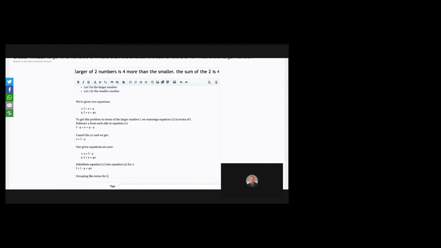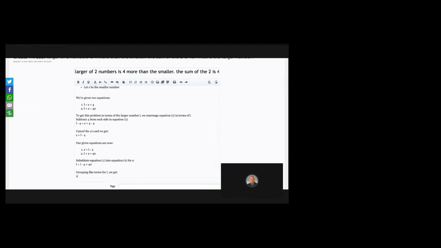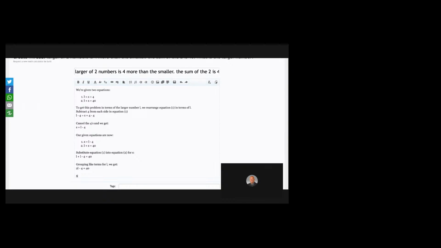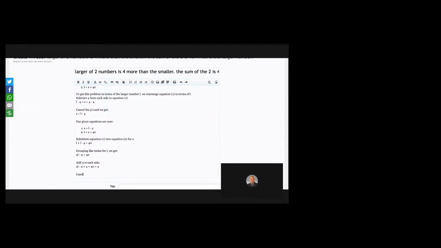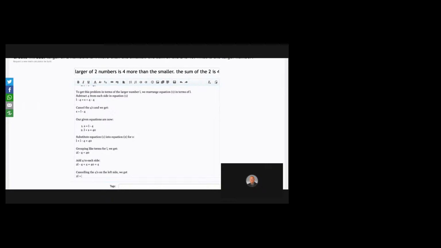Grouping like terms for L, because we have L plus L, it's 2L minus 4 equals 40. Add 4 to each side, and the question is why? Because we have a minus 4, we want to get rid of it. So to get rid of a minus 4, we do a plus 4. Equals 40 plus 4. Canceling 4s on the left side, we get 2L equals 44.